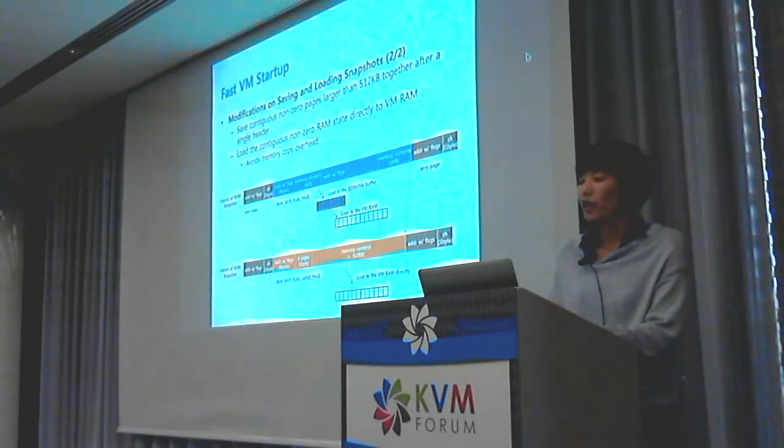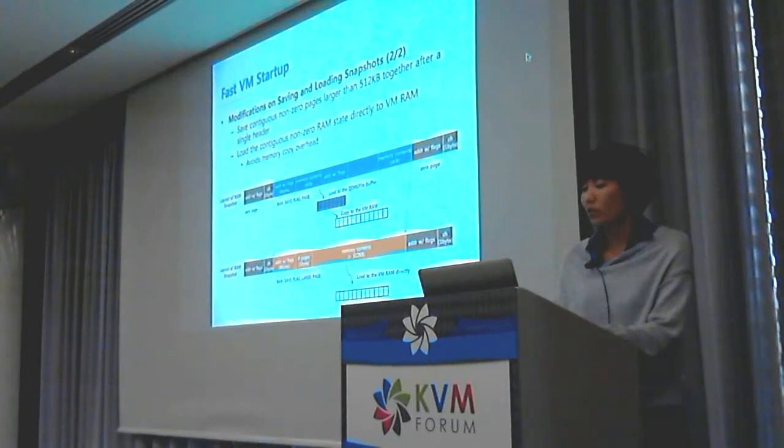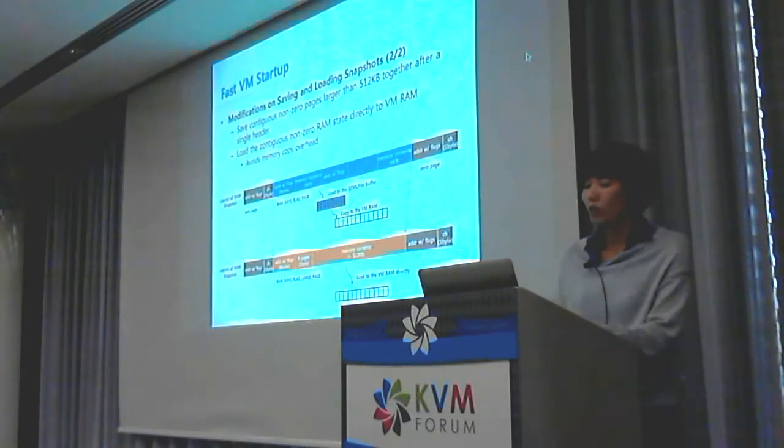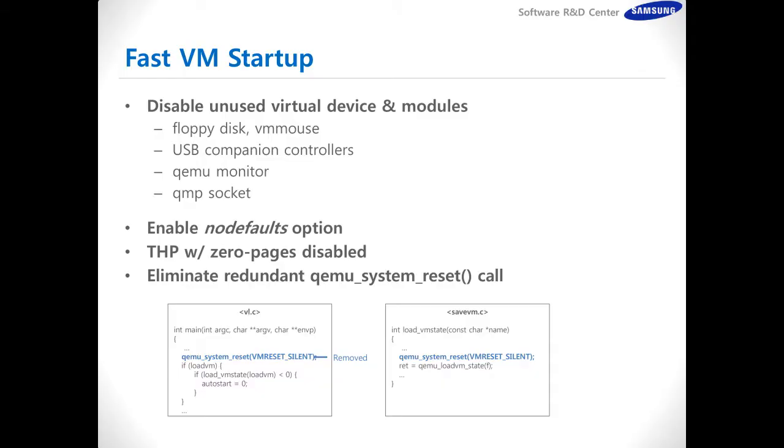To avoid memory copy overhead, we save the contiguous non-zero pages larger than 500 kilobytes together after a single header, and then load it into the VM RAM directly. So using all these features, we were able to save 3 seconds out of 7 seconds for loading snapshot.